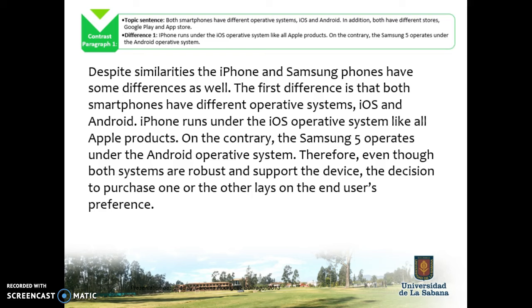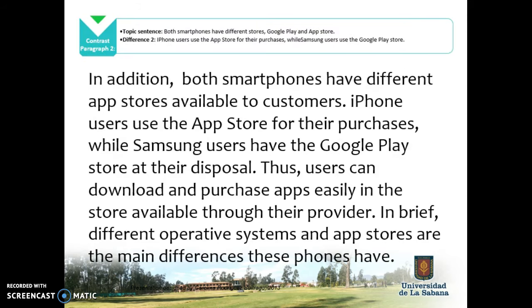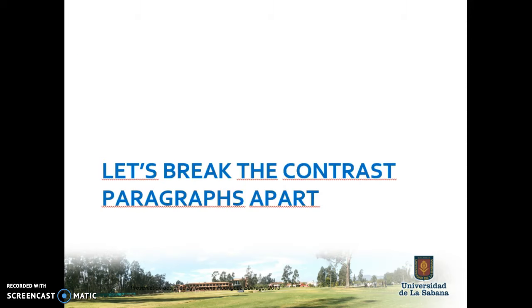Even though in the outline we mentioned both differences in the topic sentence, when writing your first contrast paragraph, you should start with a sentence that summarizes the main idea of both paragraphs, but you only present one difference per paragraph. In the first paragraph, for example, we will discuss the different operative systems in both smartphones. In the second paragraph, we present the second difference. In this case, it is the different app stores. So let's break the contrast paragraphs apart.